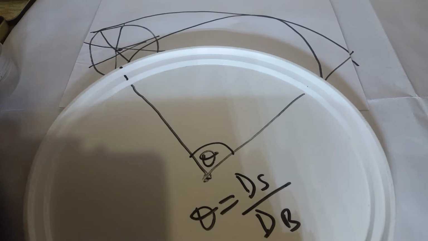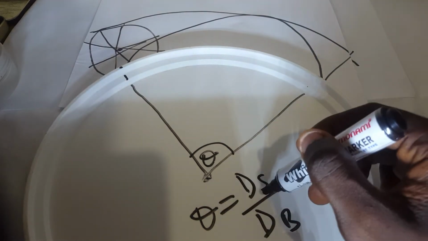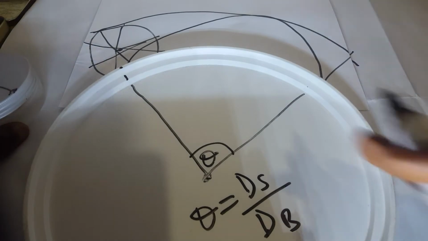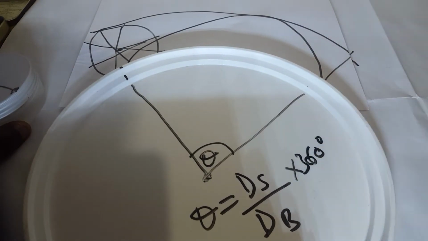Let's take a question. But before we take the question, this theta is equal to the diameter of the smaller circle, that's this circle, over the diameter of this bigger circle, multiplied by 360 degrees. That's the value of theta. Okay, now we can take a question.